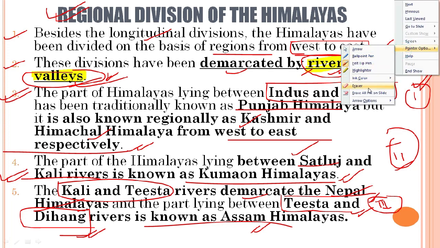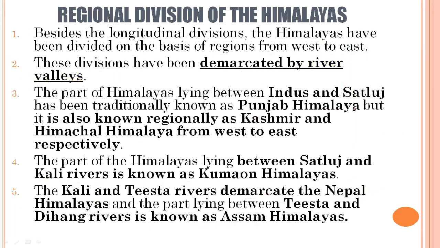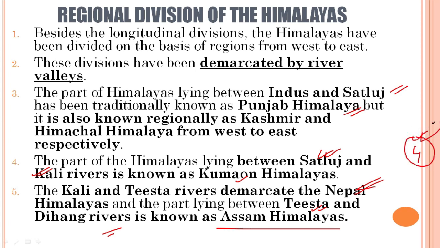The first division we saw was the Punjab Himalayas, demarcated by the river valleys of Indus and Satluj. Second, we saw the Kumaon Himalayas, demarcated by the river valleys of the Satluj and Kali rivers. Third, we saw the Kali and Teesta rivers demarcating the Nepal Himalayas, and fourth, we saw the Teesta and the Dihang rivers demarcating the Assam Himalayas. So four different regional divisions we saw, which are related to the Himalayas.